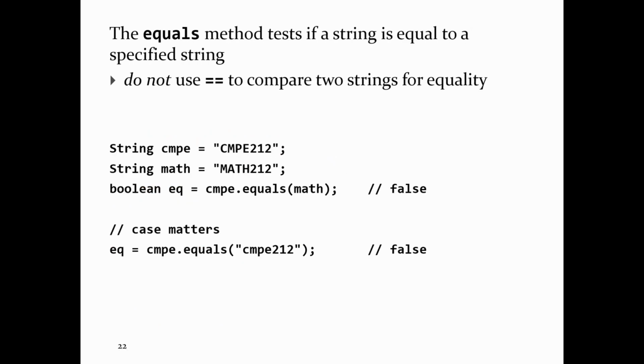Equals is your method to test for string equality. Always use equals if you want to test if two strings are equal. Do not use == to test if two strings are equal.